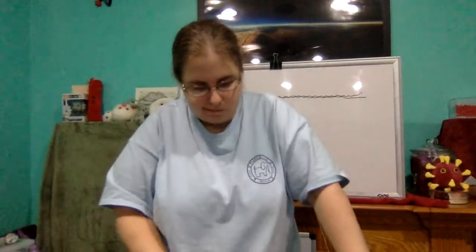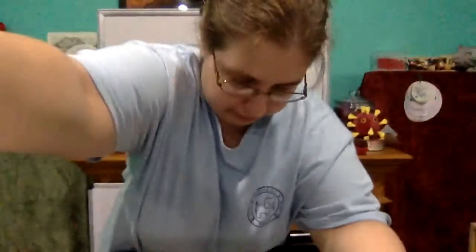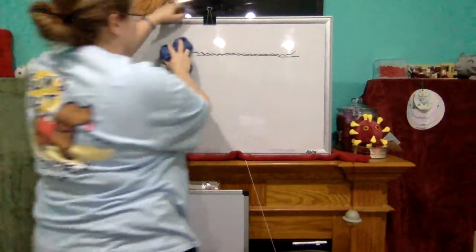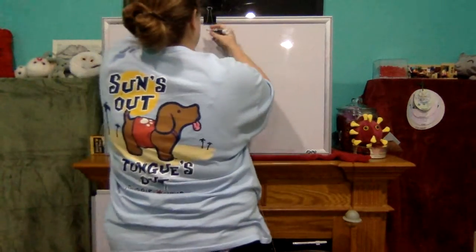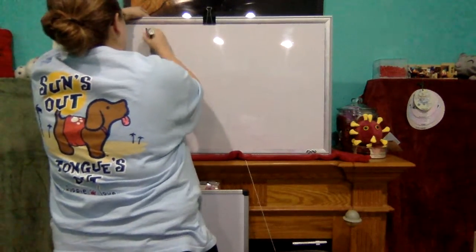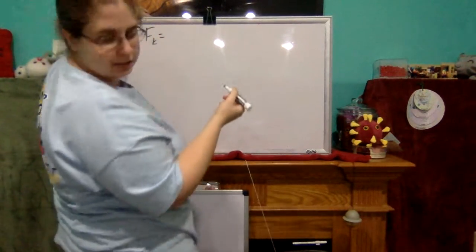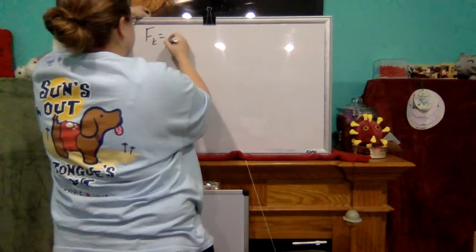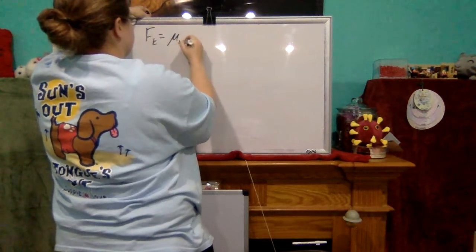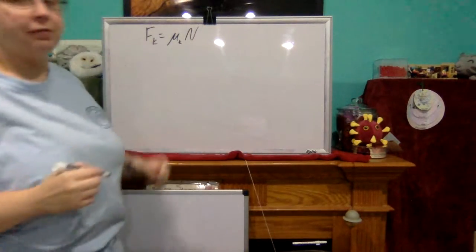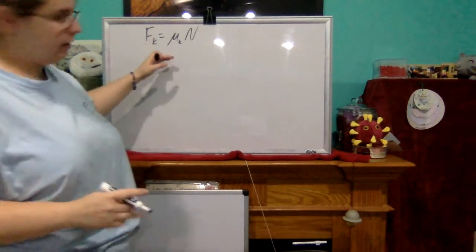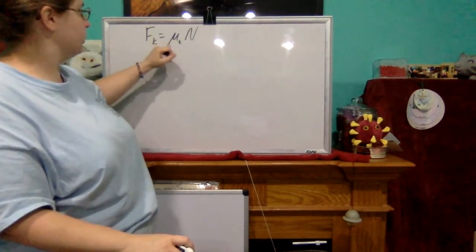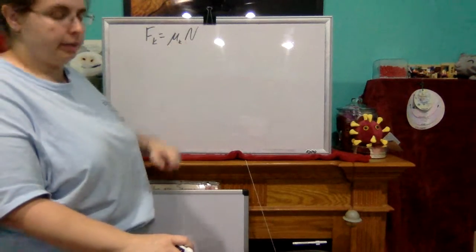All right. We do have an equation that goes along with friction. We'll just do a brief look at that. Nothing too big. So we have kinetic friction, or the force of kinetic friction, equals the coefficient of kinetic friction times n.